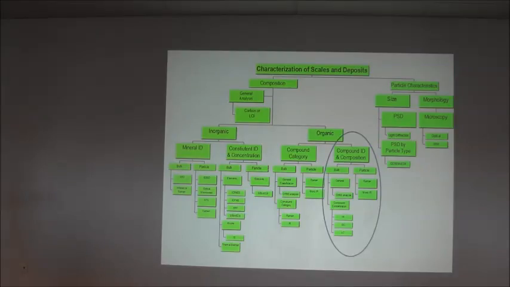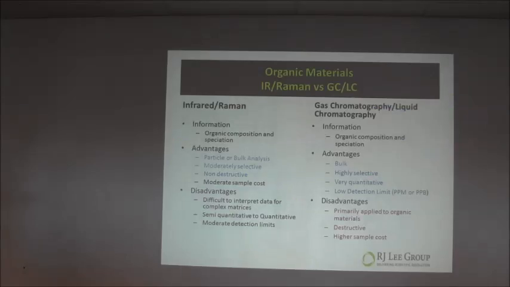composition again. If you're wanting to know quantification of the individual constituents that are in there, you may want to either use infrared, Raman, or use gas chromatography, liquid chromatography. Again, we've talked about infrared and Raman. We can do some bulk analysis. You can get a lot of information about the type of compounds that are there. Sometimes it's selective enough that we can tell individual compounds that are there and quantify them. It's non-destructive, so we can use the sample for other purposes.